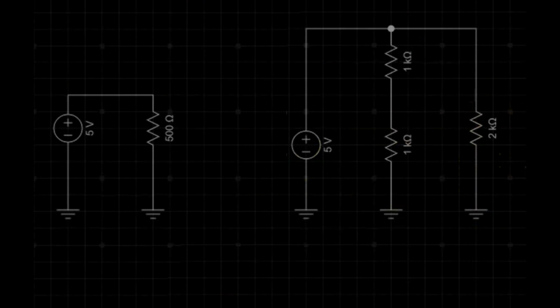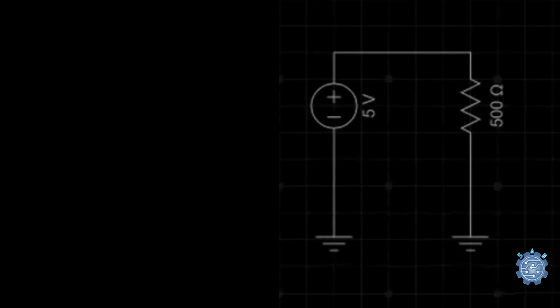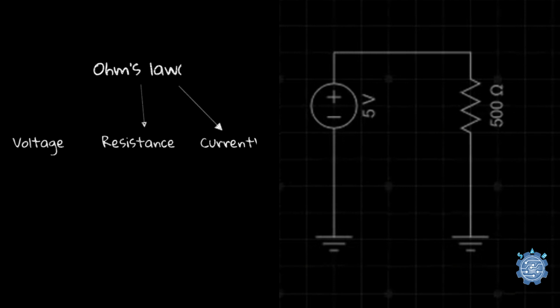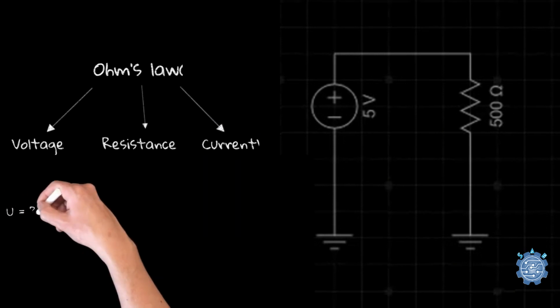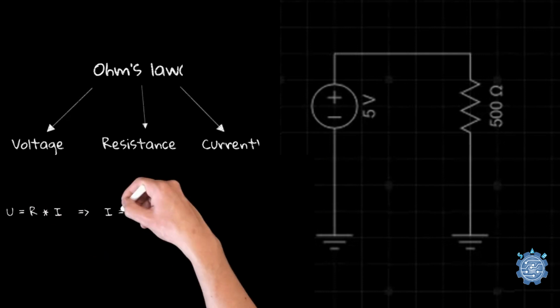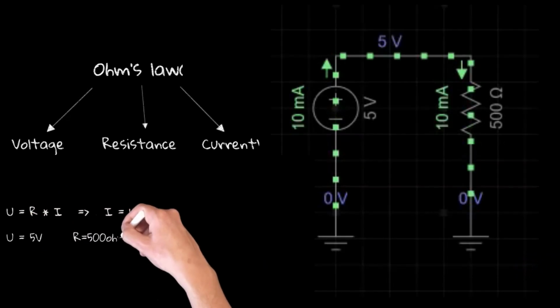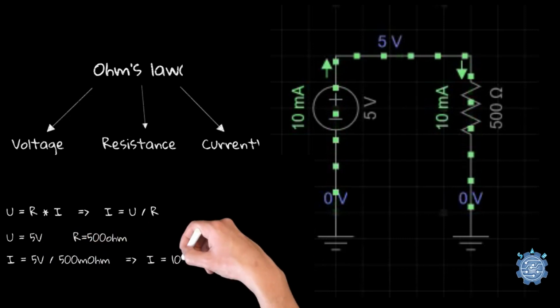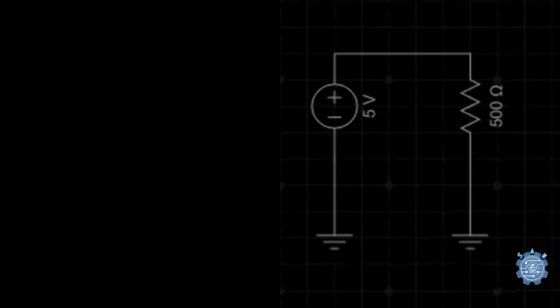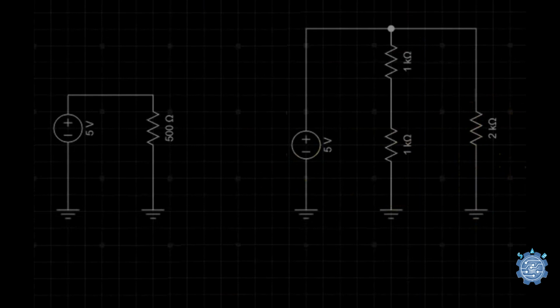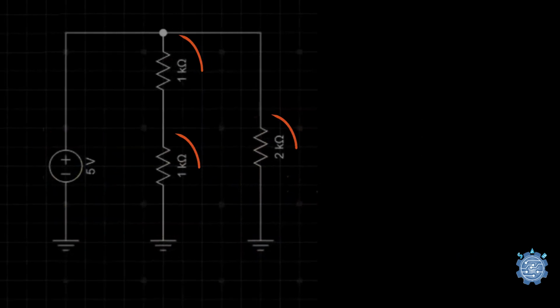We have here two examples. For the first example, we have a power supply and only one resistor. Here we have to apply only Ohm's law to find the value of the current. So when we apply the formula, we will have 5 volts divided by 500 ohms, so it will be 10 milliamperes.